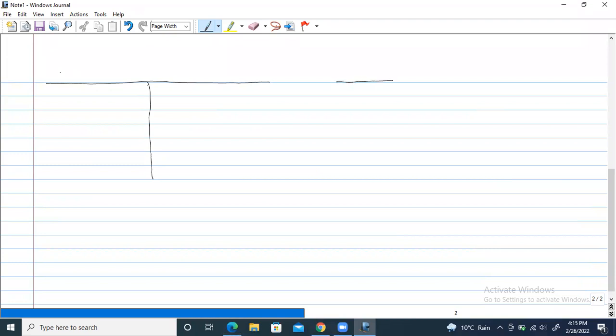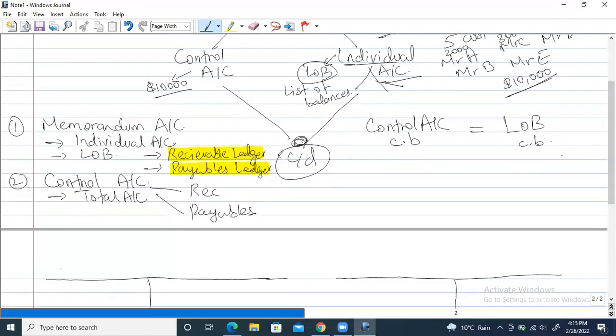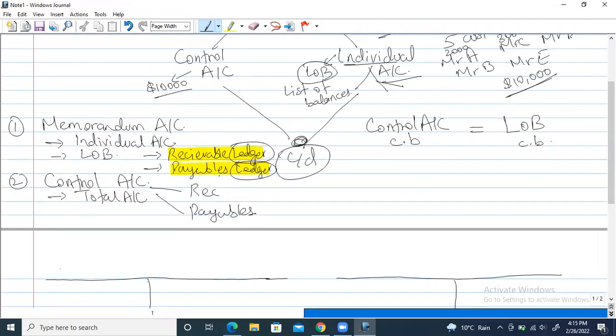So if there is, sorry, a question: the payable ledger and receivable ledger are memorandum accounts, true or false? True. It's true. Because if the word only ledger is written, a payable ledger or receivable ledger, not the full word, not the receivable ledger control account, then yes, it's a memorandum.